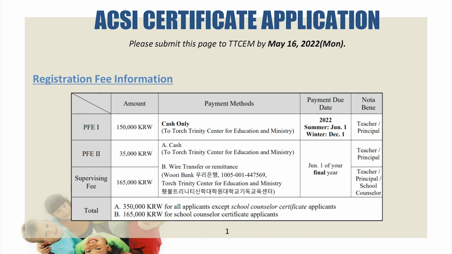The second section is about registration fee information. Please refer to the table for the entire ACSI certificate program procedure. And I just want you to know about the total fee: 350,000 won for all applicants except school counselor certificate applicants, and 165,000 won for school counselor certificate applicants.